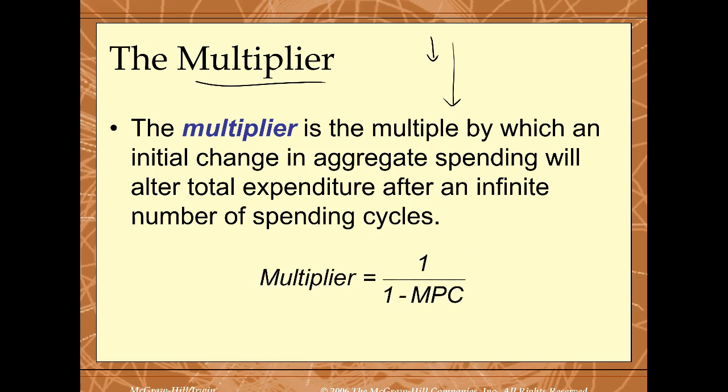And you can calculate the multiplier as 1 over 1 minus MPC. And what we're going to do is examine this multiplier process through the whole supply and demand framework. And we'll do that in the next video.